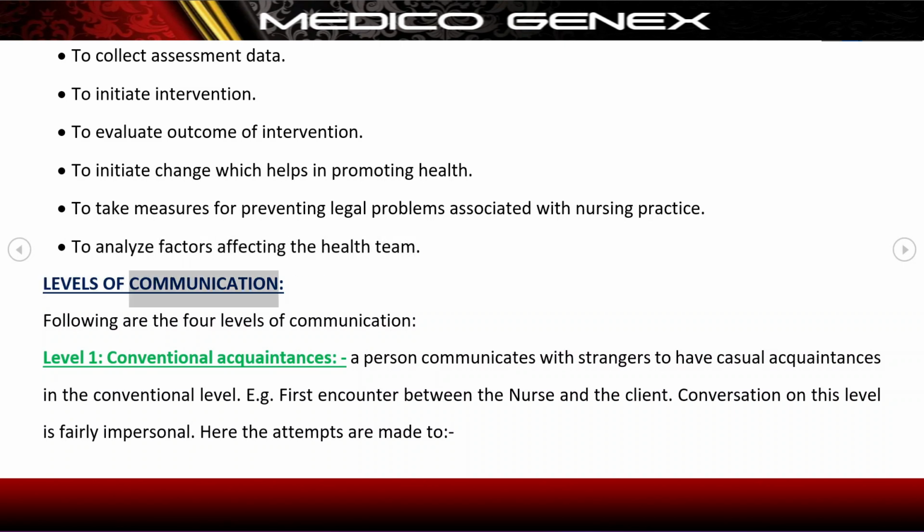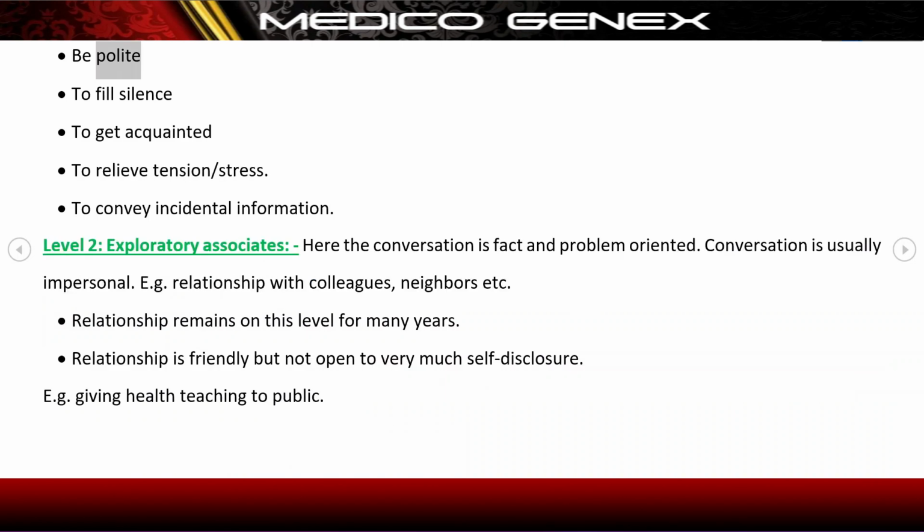Levels of communication. Following are the 4 levels of communication. Level 1, conventional acquaintances. A person communicates with strangers to have casual acquaintances in the conventional level, e.g., first encounter between the nurse and the client. Conversation on this level is fairly impersonal. Here the attempts are made to be polite, to fill silence, to get acquainted, to relieve tension/stress, to convey incidental information.